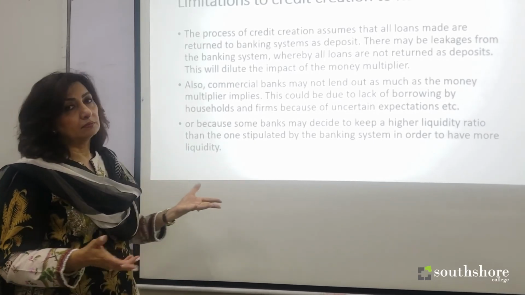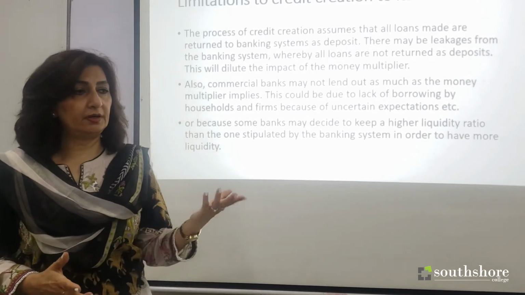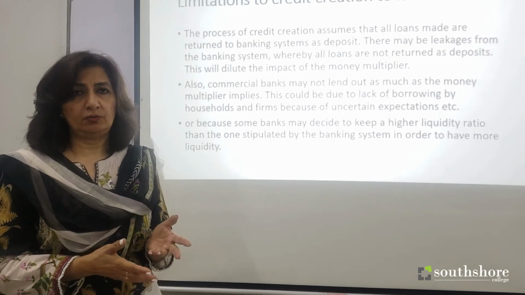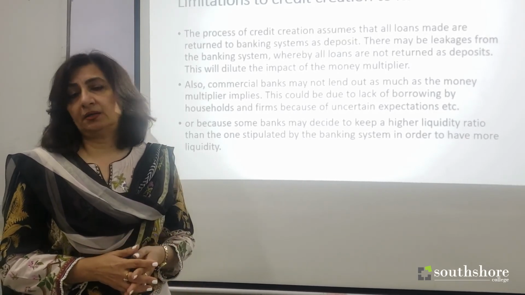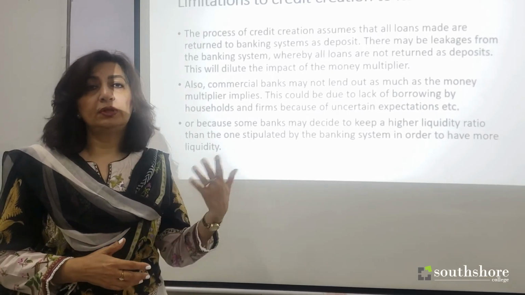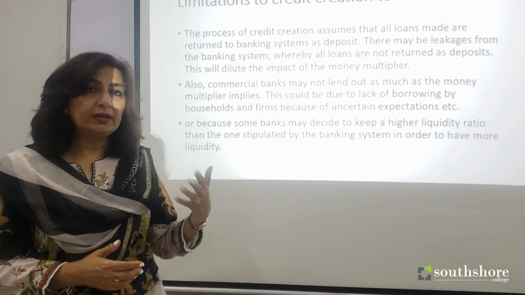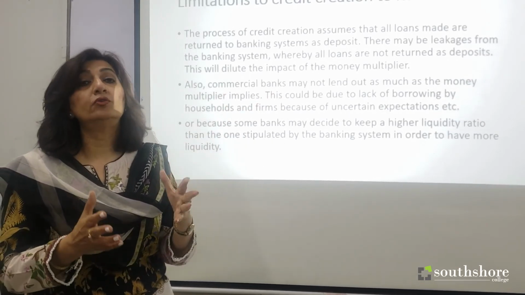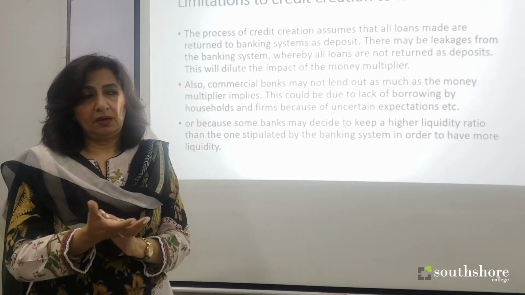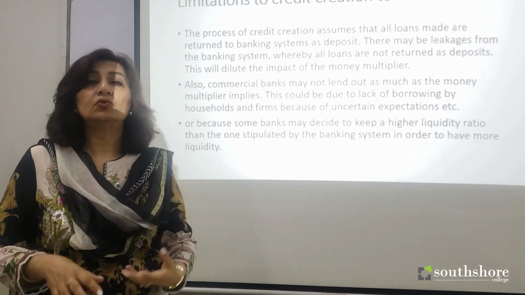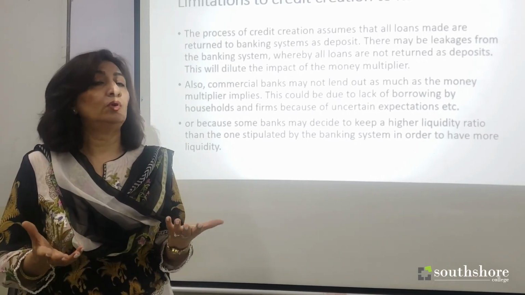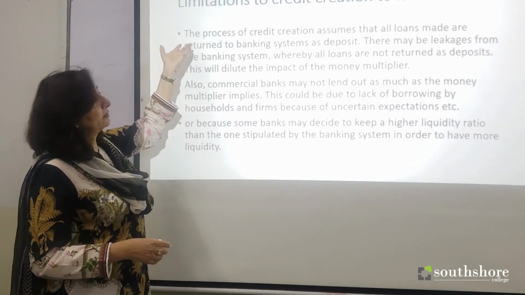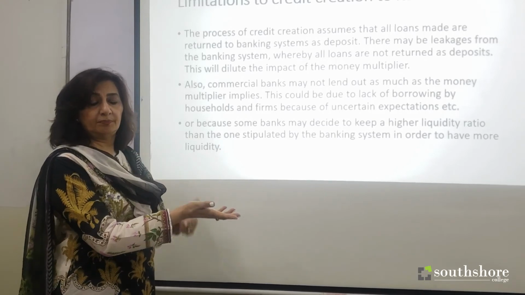Last point, the central bank has allowed you to create credit up to a certain point. They have said you are required to keep at least a 10% liquidity ratio. That's your minimum reserve requirement. But the bank does not want to lend to the hilt. So although it can create credit up to a certain amount, it is not doing that. It is holding back because they want to protect themselves maybe against some kind of liquidity crisis. So they are keeping themselves more liquid than the minimum requirement. So these are the three reasons why the credit creation may not go to its maximum.